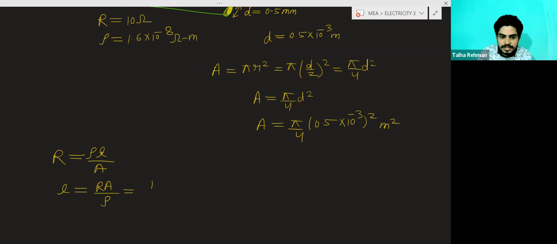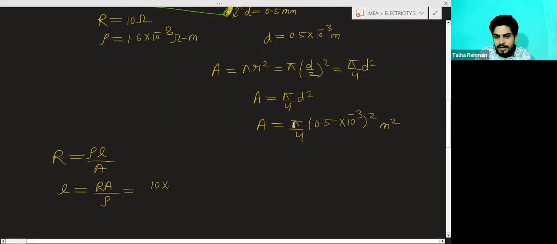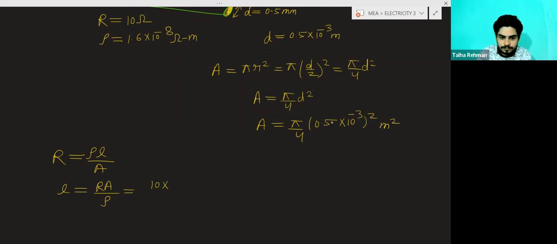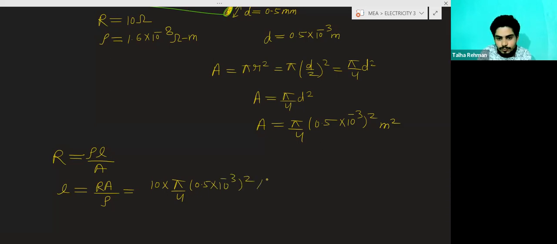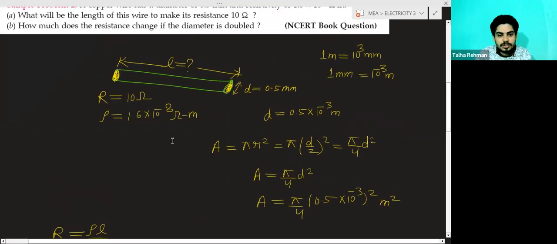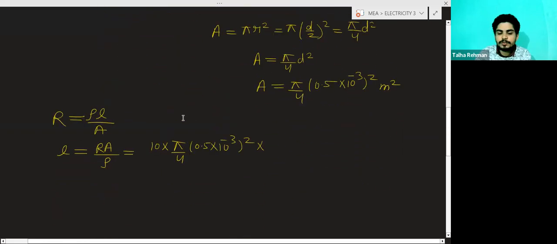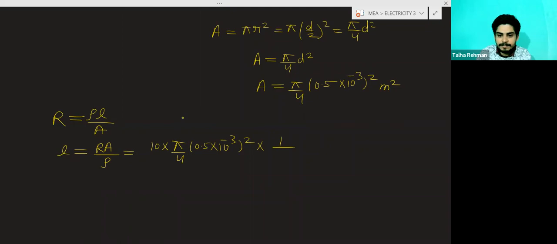Put the value. Resistance is 10. Area is pi by 4 into this, pi by 4 into 0.5 into 0.5 into 10 to the power minus 3, and square of it divided by rho. You can write 1 by rho. So it will be 1.6 into 10 to the power 1 divided by 1.6 into 10 to the power minus 8.